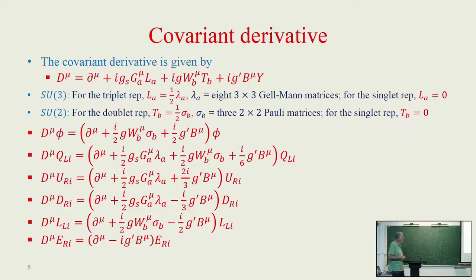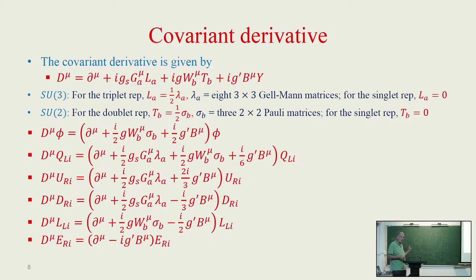D mu of Q left i. Q left is the richest in quantum numbers. It's a triplet of SU(3), so we have this lambda^A over 2 multiplying the gluon or octet field. It's a doublet of SU(2), (3, 2) with hypercharge plus 1/6. So we have this term with the Pauli matrices, and the hypercharge plus 1/6. So Q left, if you want, will couple to all three types of gauge fields: the octet of SU(3), the triplet of SU(2), and B.